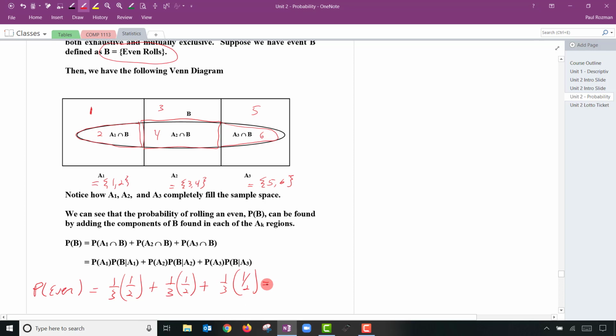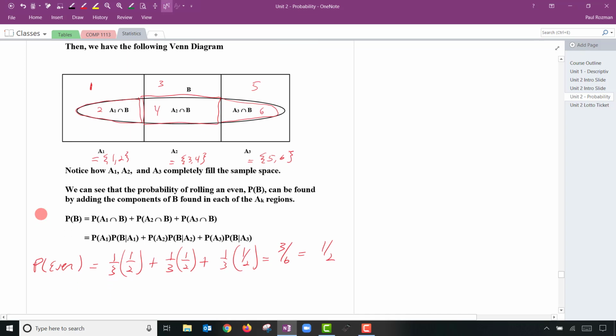That's the only even out of 3 and 4. So we can just calculate that out, and hopefully it ends up being what we'd expect it to be. 1/3 times a half, 1/3 times a half, 1/3 times a half ends up being 3/6, which is a half, which is the probability of rolling an even on a single die. We just took one of the simplest problems ever and made it rather complicated, to demonstrate this. But this can be applied to other things as well.